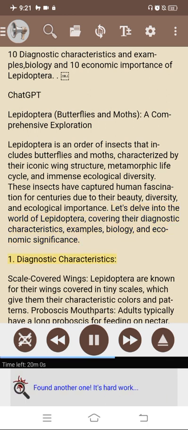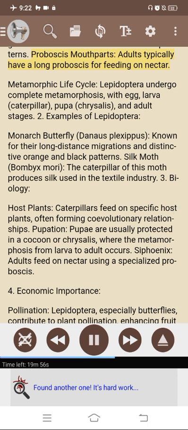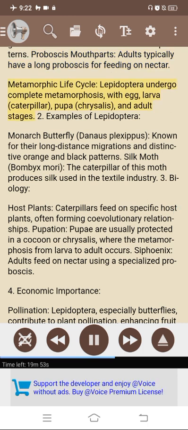1. Diagnostic characteristics. Scale-covered wings. Lepidoptera are known for their wings covered in tiny scales, which give them their characteristic colors and patterns. Proboscis mouthparts. Adults typically have a long proboscis for feeding on nectar. Metamorphic life cycle. Lepidoptera undergo complete metamorphosis, with egg, larva or caterpillar, pupa or chrysalis, and adult stages.